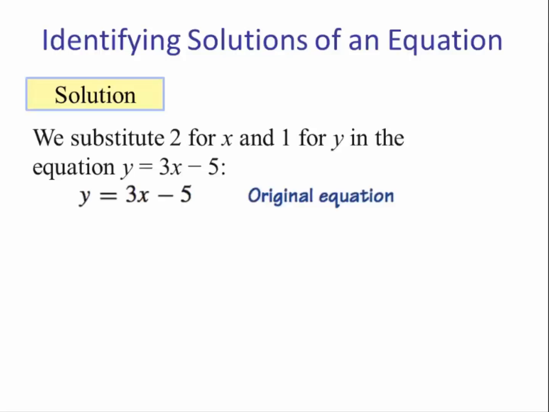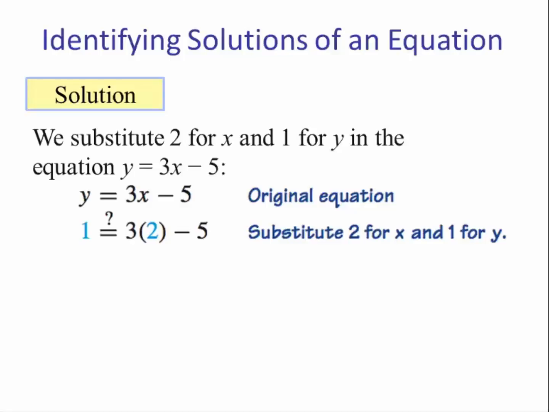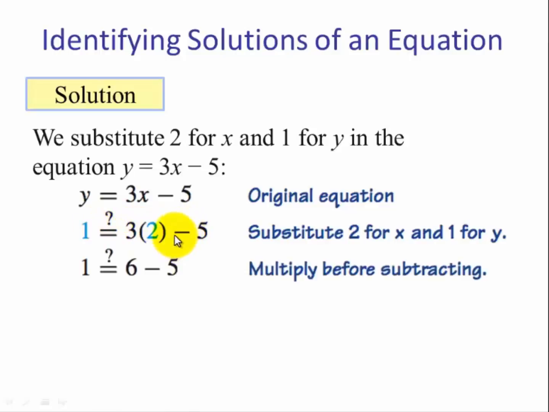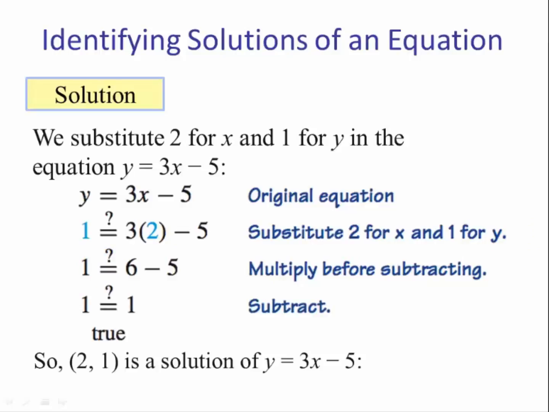So we start with the original equation. We substitute our values in, 2 for x and 1 for y. Following the order of operations, this becomes 6 minus 5. So the right hand side becomes 1. The left hand side is 1. So we have a true statement, which means that (2, 1) is a solution to the equation y equals 3x minus 5.